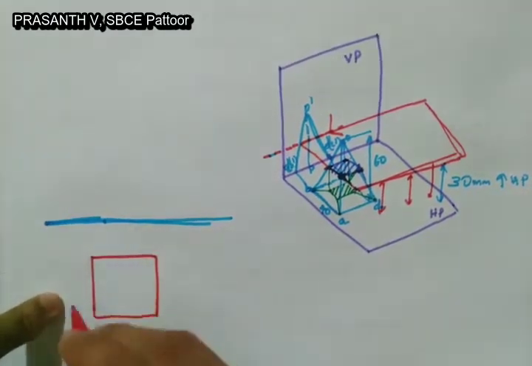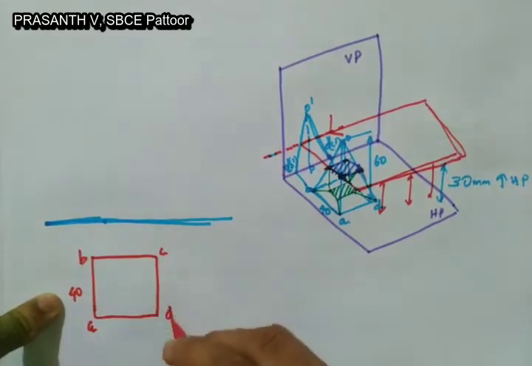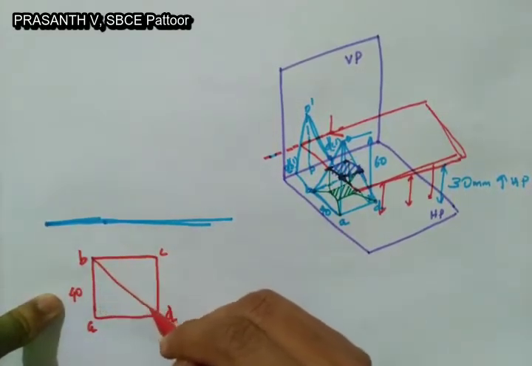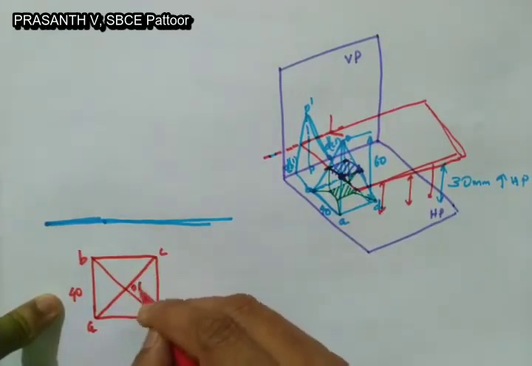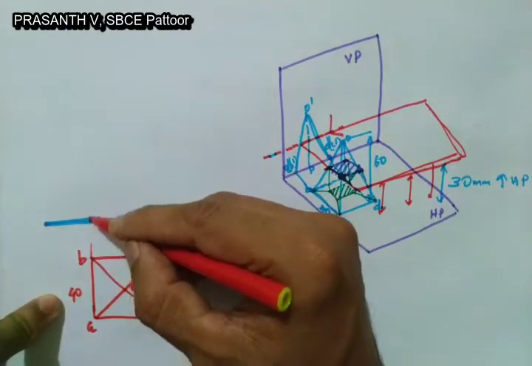You know, the side of the square is 40 mm. You have to name it A, B, C, D. Since it is a pyramid, in the top view you have to represent the slant edges like this. And this is the apex point O in bracket P. Just project the front view.